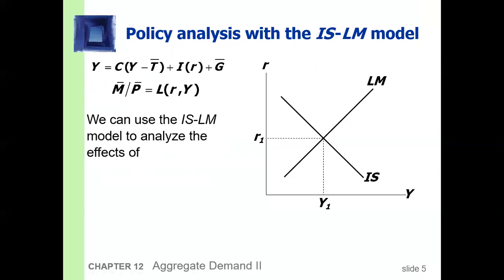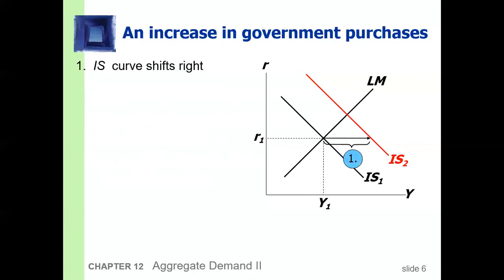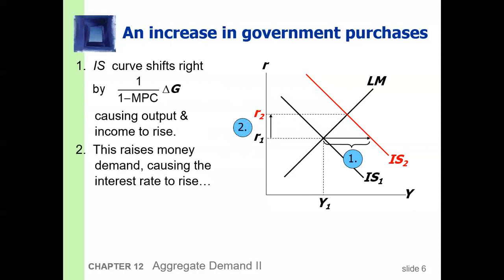We can use the ISLM model to analyze the effects of fiscal policy, like the government spending, G, or taxes, T, the monetary policy, M, the money supply, and so on. Let's take an increase in the government purchases, for example. If there is an increase in government purchases, the IS curve shifts to the right, because it's related to the goods and services market. So the increase in government spending shifts it to the right by the amount of change in the government spending, which will cause the output and income to rise. This change is called 1.